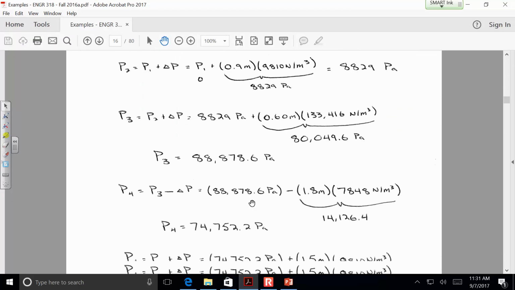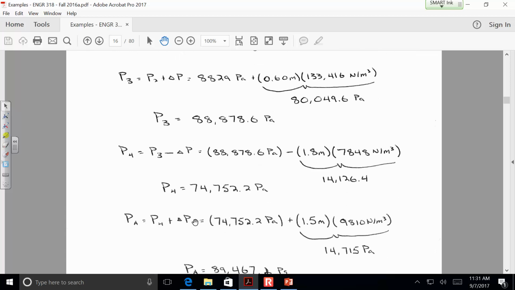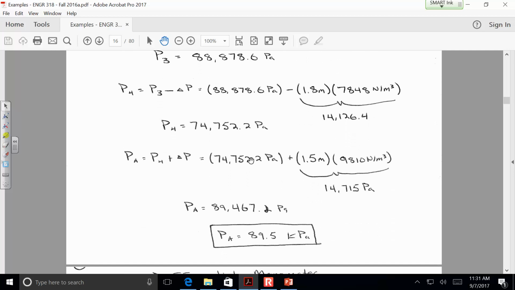So minus that pressure increment. And then we go back down again to A from 4. Ultimately, it should be 89.5 kilopascals. Okay, so who got that right? Good. Some of you, I think, are probably still working on it, and that's fine.